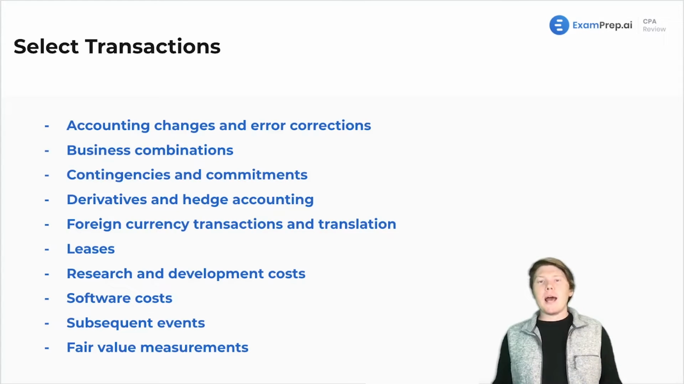Subsequent events. What happens if there's a significant event that happens after the balance sheet date, but before we issue the financial statements? Do we need to include that? Do we need to disclose it? Do we need to adjust the financial statements? What do we do? I don't know, but we'll find out together.